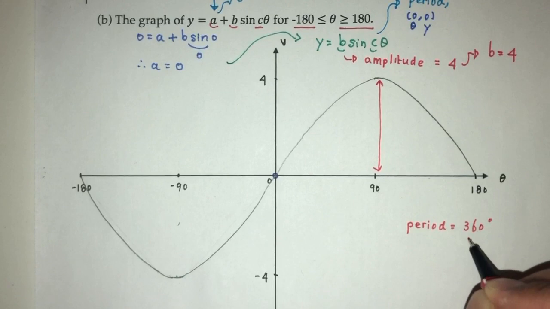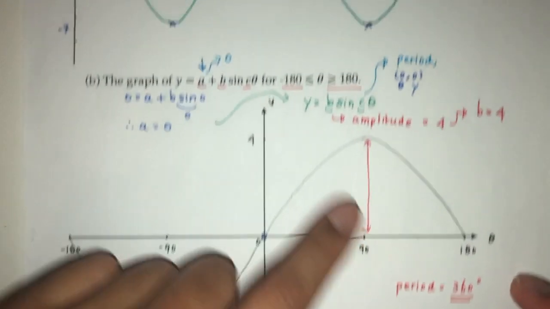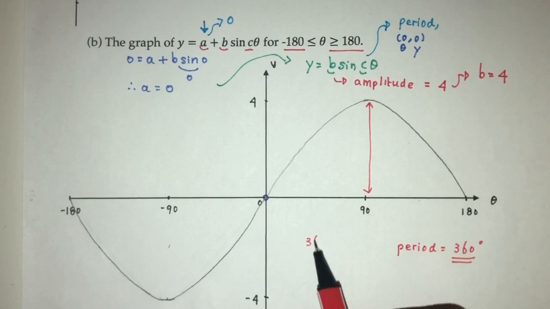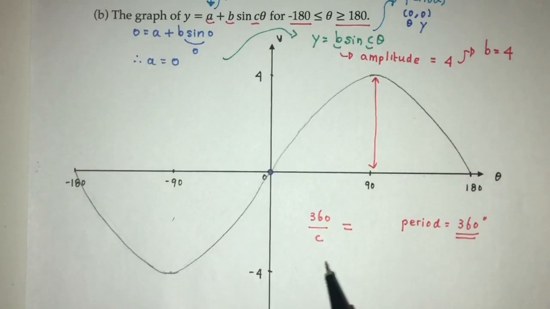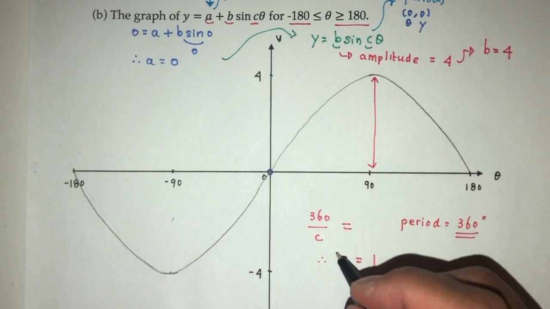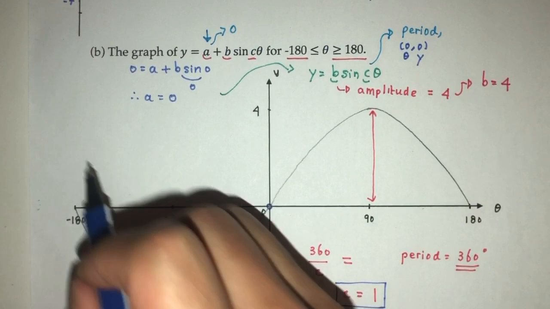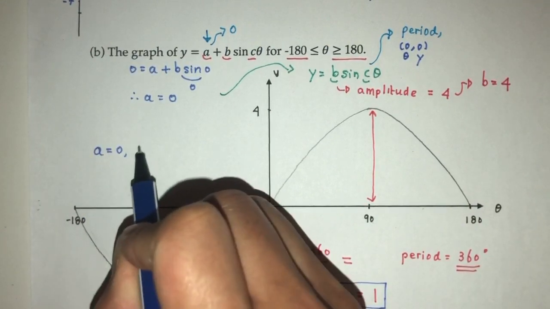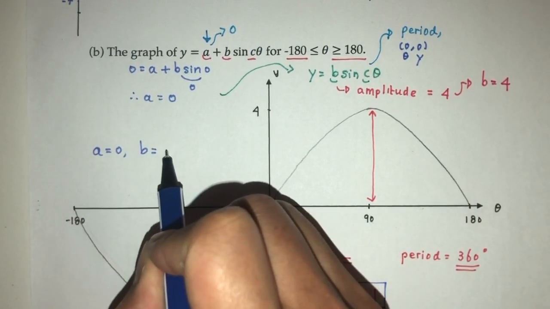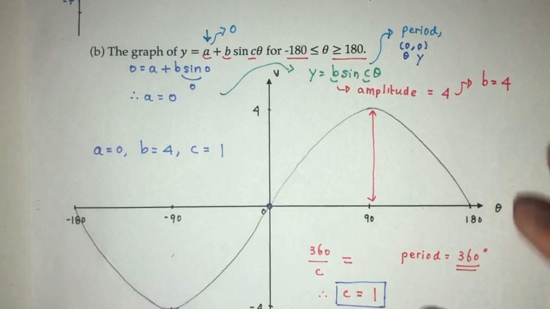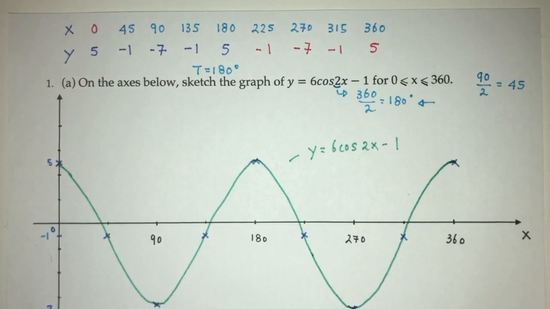So we know this value, but how do we find c? By the equation, we use this value of c. We take 360 divided by c, which is supposed to give you your period. So equating, you will have c is equal to 1. So that is my value of c. From this question, you realize that a is 0, b has to be the value of 4, which is the amplitude, and c has to be the value of 1. And that is your question number 1 for this paper.